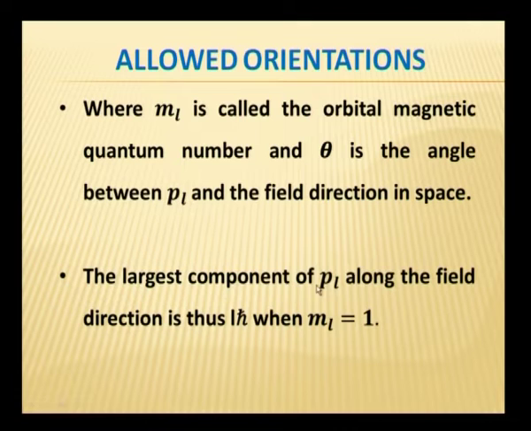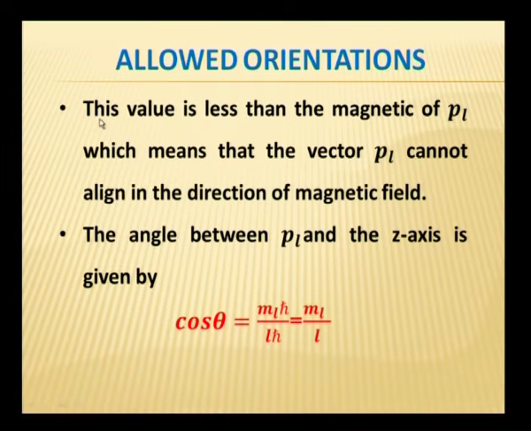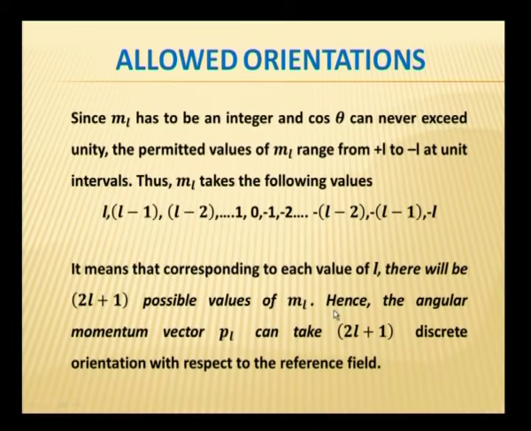The largest component of PL along the field direction is L h cross, when ML is equal to L. So, the value is less than the magnitude of PL, which means that the vector PL cannot align in the direction of the magnetic field. The angle between PL and the Z axis is given by cos theta equal to ML h bar by L h bar, that is, ML by L. So, the point I want to tell you is that the magnetic orbital quantum number ML will take 2L plus 1 values.